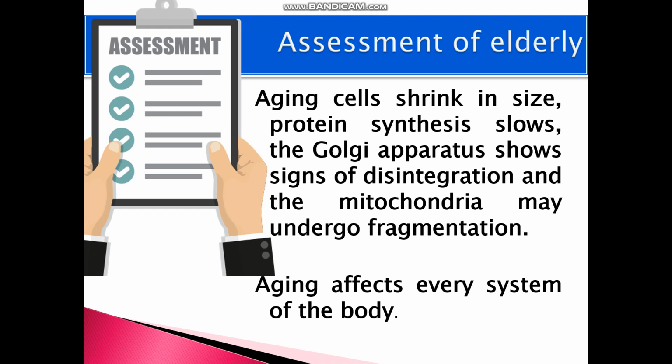And now the next topic is assessment of the elderly. The aging cells shrink in size, the protein synthesis slows down, the Golgi apparatus shows signs of disintegration, and even the mitochondria may undergo fragmentation. That means aging affects every system of the body.